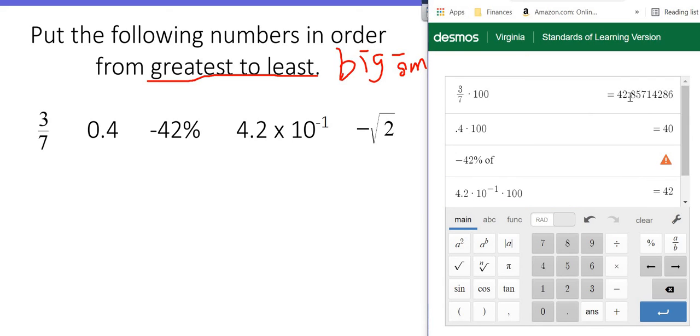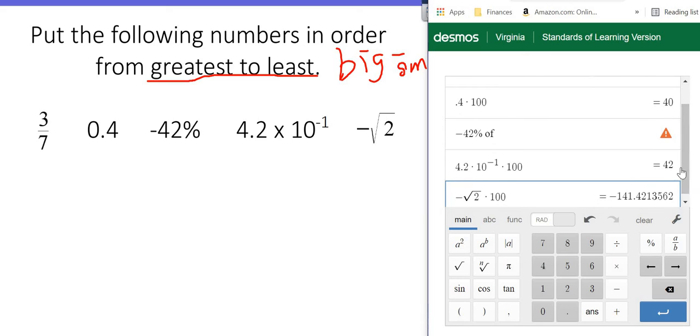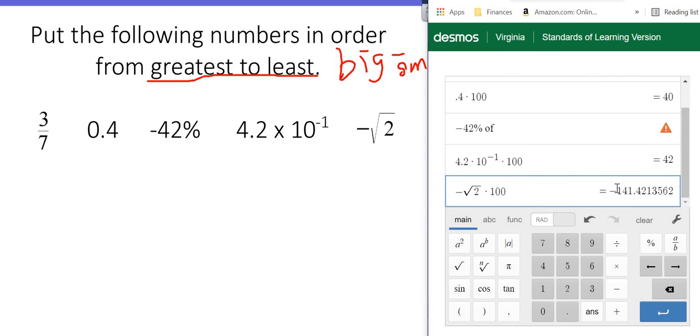So these are the numbers I have. I have 42.9% if I round it, but I can just say 42.8%. I have 40%. I have negative 42%. I have 42%, and I have negative 141%.